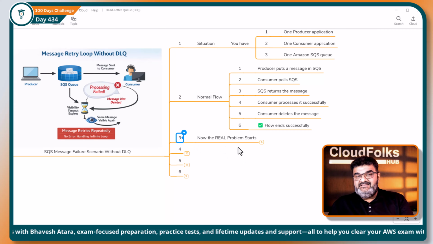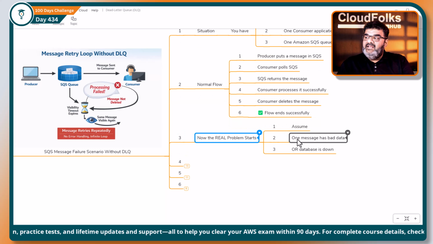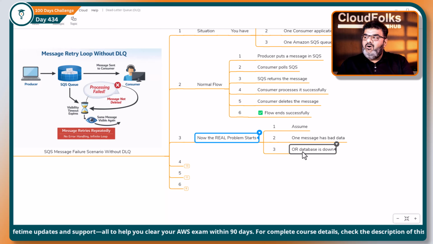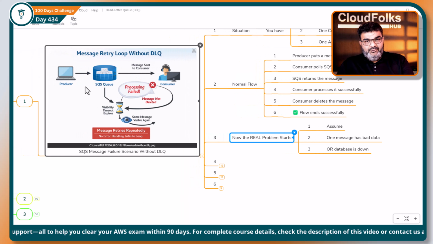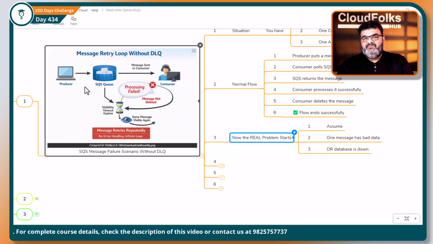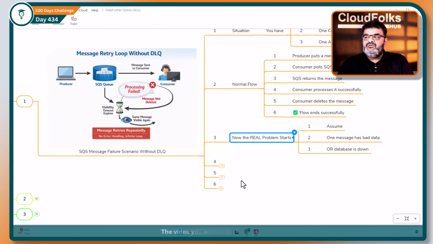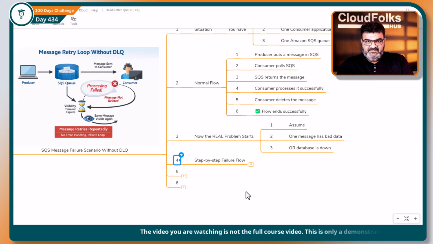Now, this is a problem that we are facing right now. Let's understand the problem. Assume one message has bad data or the database is down. The producer is sending messages into the queue, but there is one message having an issue. It can be bad data or a database problem, whatever. We just need to understand that that particular message is problematic and the consumer is unable to process it. So we have one problematic message in the queue and the consumer is not able to process it, right?